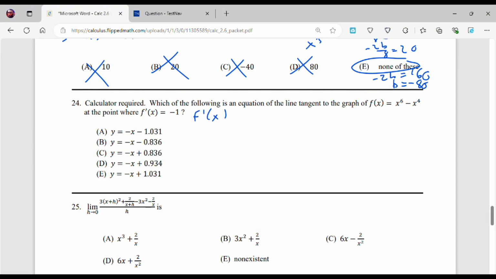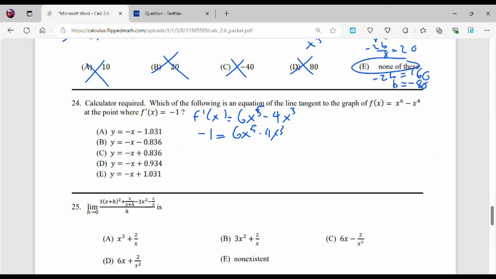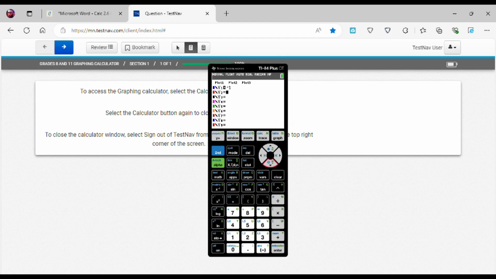F prime of x, and power rule, right? So 6 comes down times x to the 5. 4 comes down times x to the third. Okay, this problem is telling us that f prime of x right here is negative 1. Now you have to solve for this, but we're given a calculator. We cannot do this problem in our head. So we have, right, two sides. So y1 is negative 1. Y2 is going to be our derivative, our f prime.